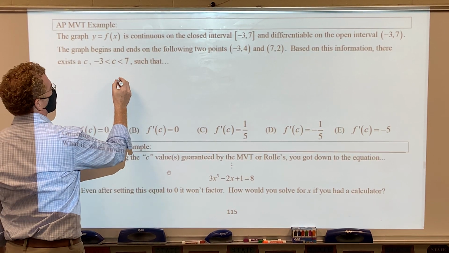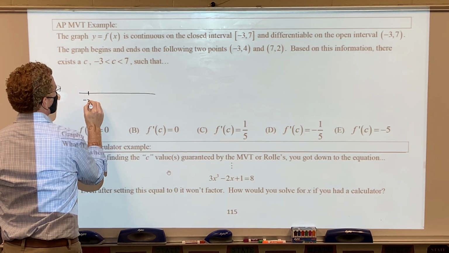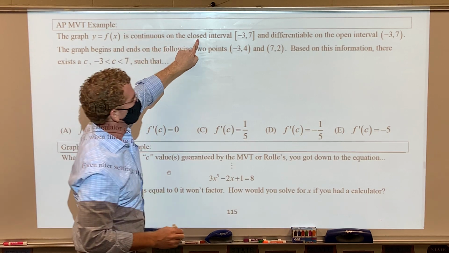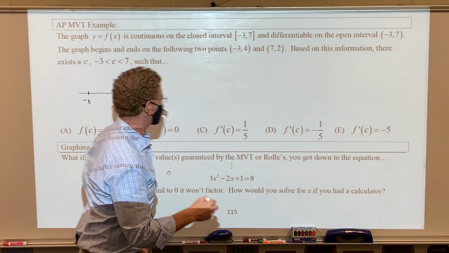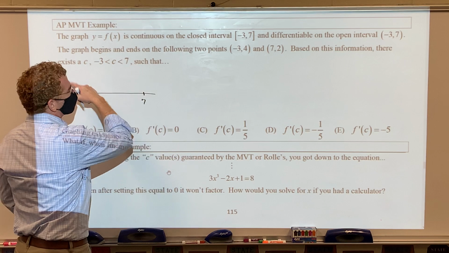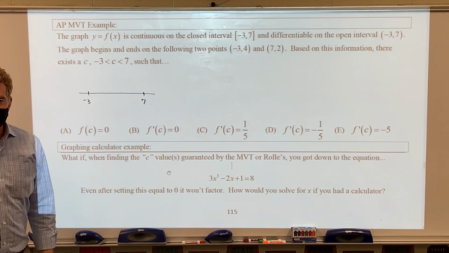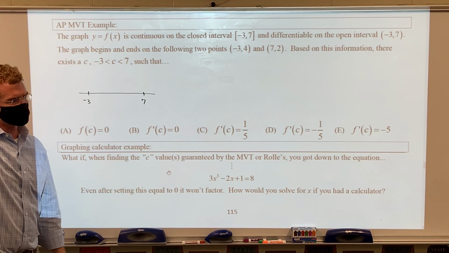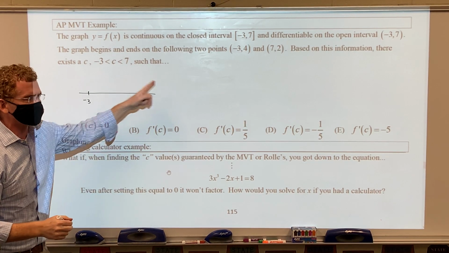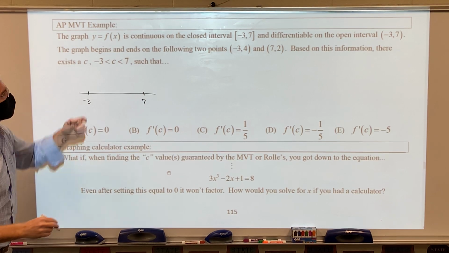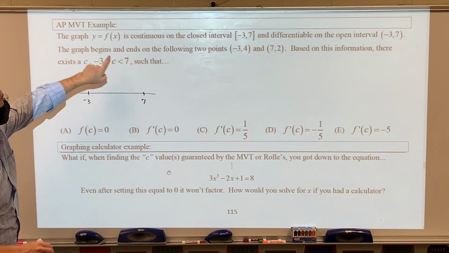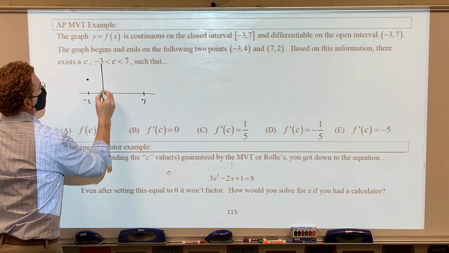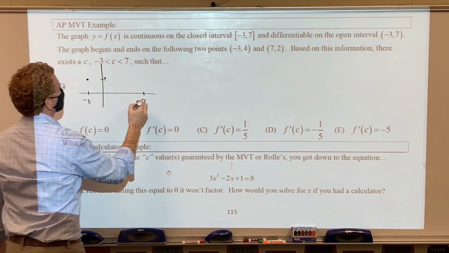So check this out. I'm going to say, all right, on the interval from -3 to 7, I've got a function that's continuous, and it's differentiable there. So that tells me from somewhere over here to somewhere over here, it's nice and smooth with no breaks and no corners, no cusp, no going vertical, no nothing. So it's probably a polynomial looking thing, all right? Then it says, it begins and ends with -3, 4. So I'm somewhere up here at 4, and 7, 2.